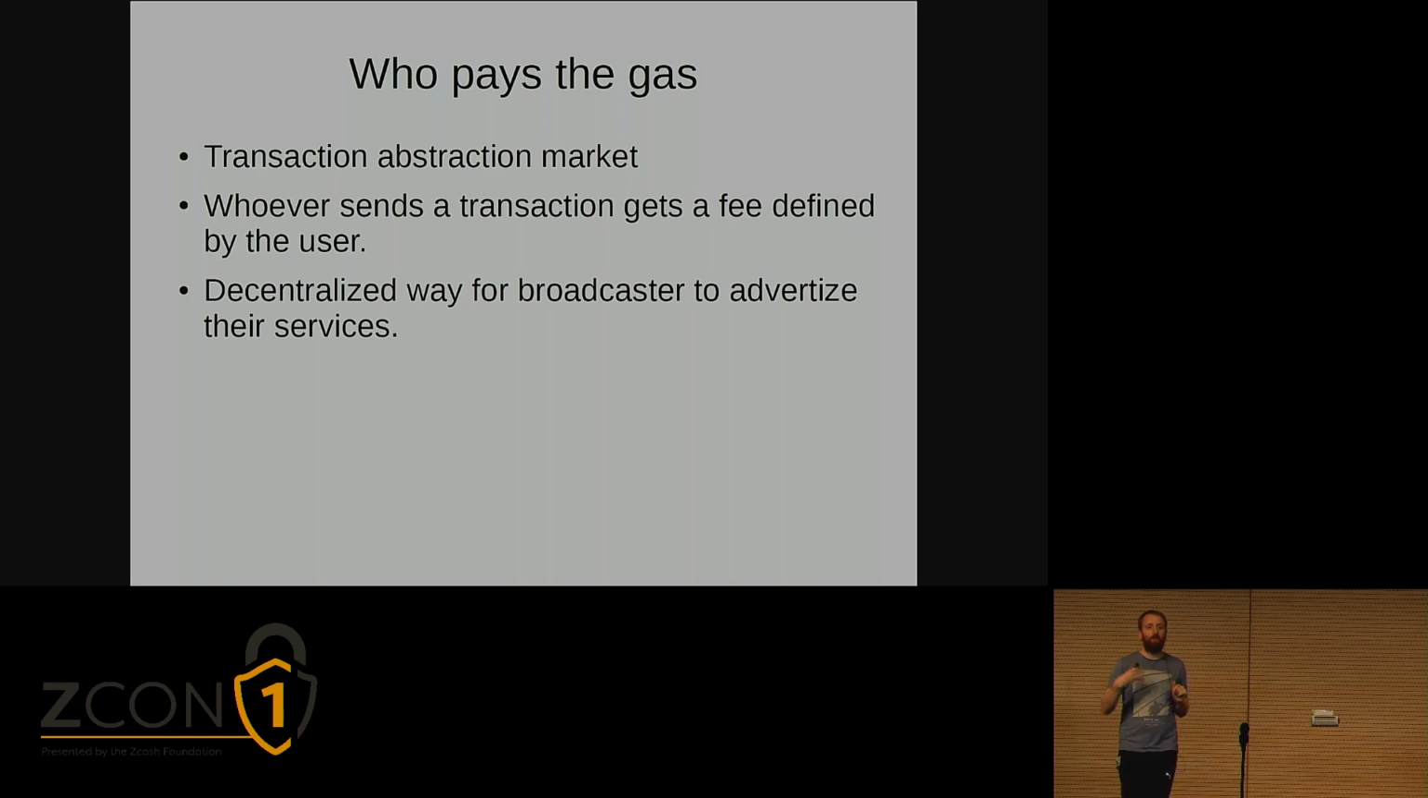Anyway, what we do is that whenever someone withdraws, we pay 1% of the withdrawal fee to the miner, or to the person who broadcasted that transaction. We just have to come up with a decentralized way for people to advertise this service.